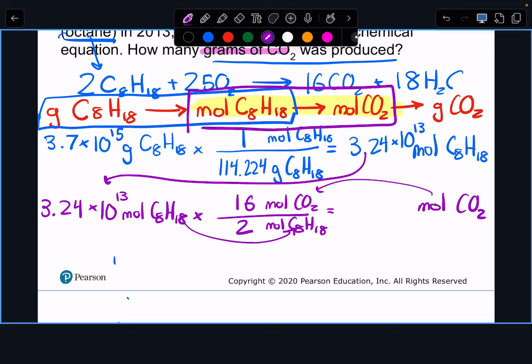So hopefully you're starting to see that just like the other problems we did, there are conversion factors that get used over and over again. You just need to be able to identify that it is a valid conversion factor, one that we know how to get in between, and then where to get the numbers from.